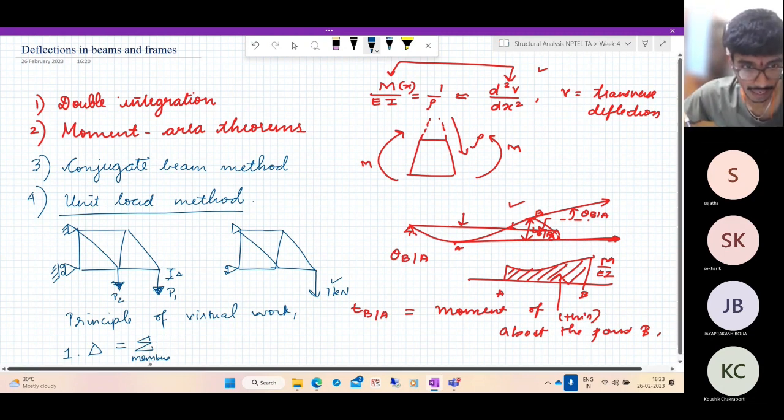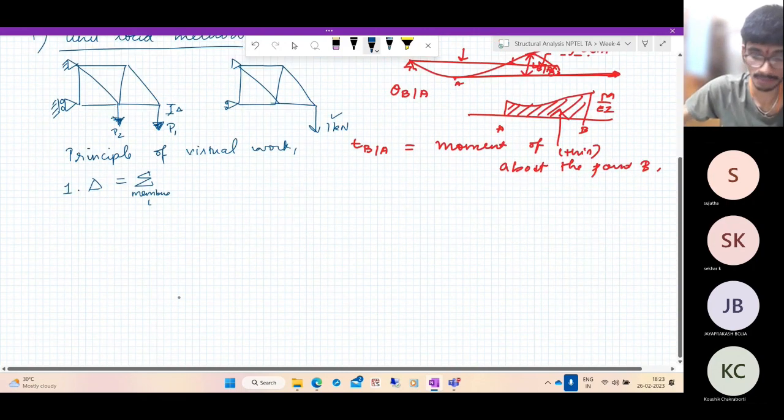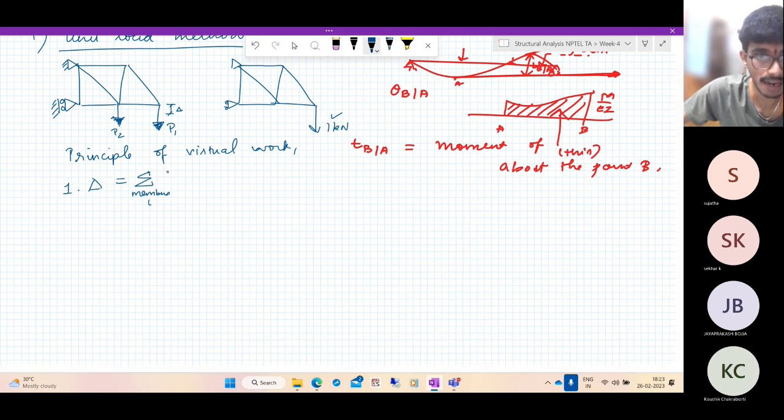So say a member I. Let's call this member I. And suppose the internal virtual force is capital Ni. What is the internal displacement in this case? It is nothing but Ni Li by Ai Ei. So this is the internal real displacement, and this is the internal virtual force.